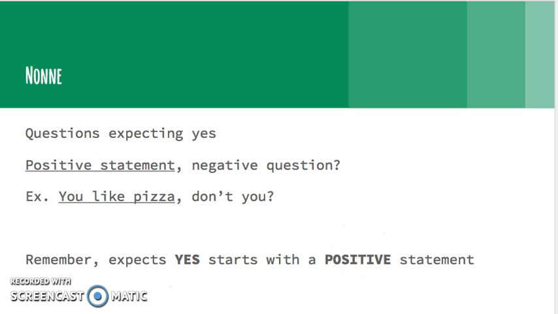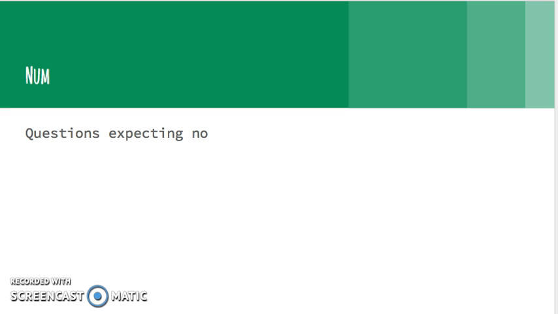And then let's talk about the second particle, num. Num is for questions expecting the answer no. So we're going to do the exact opposite as we did with none. Instead of starting with a positive statement, we're going to start with a negative statement. Instead of ending in a negative question, we're going to end in a positive question. So for num, we start with a negative statement followed by a positive question.